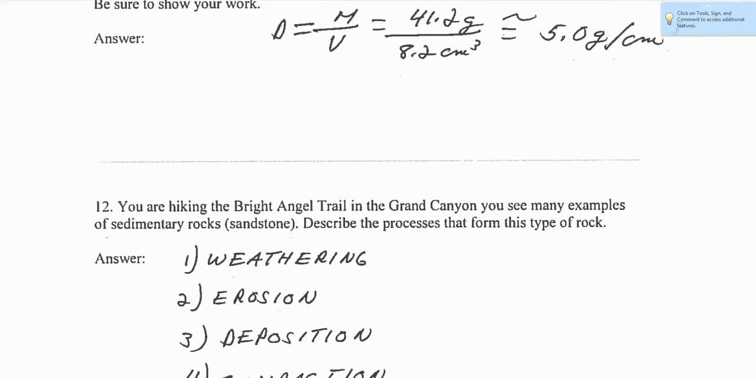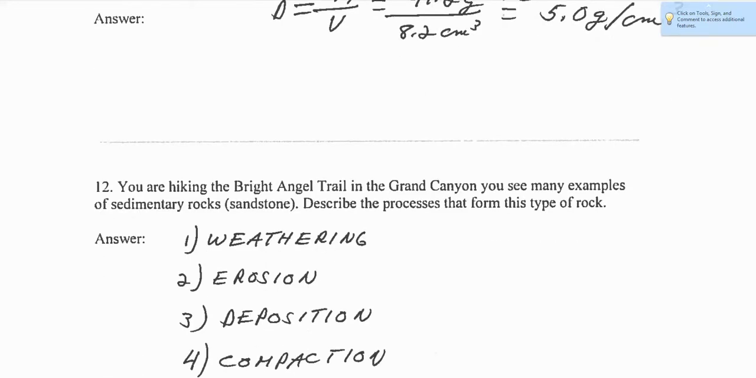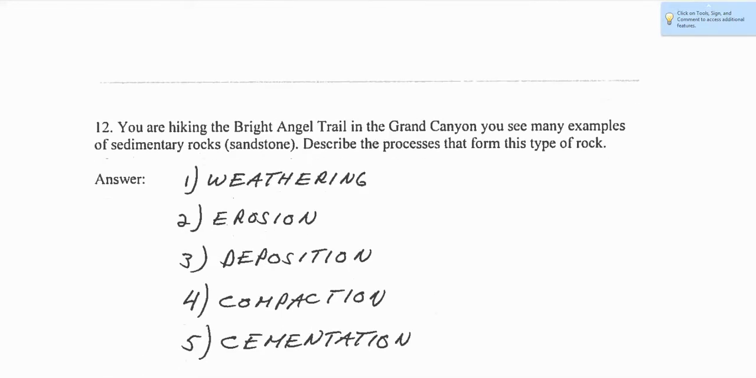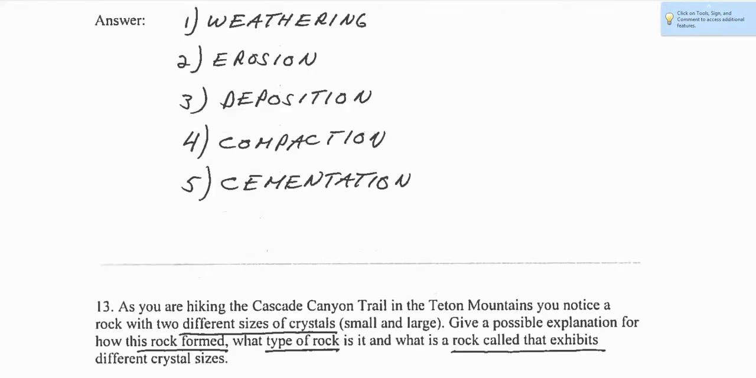You are hiking the Bright Angel Trail. You see many examples of sedimentary rocks. Describe the processes: weathering, erosion, deposition, compaction, cementation. And those are the processes that form sedimentary rocks.